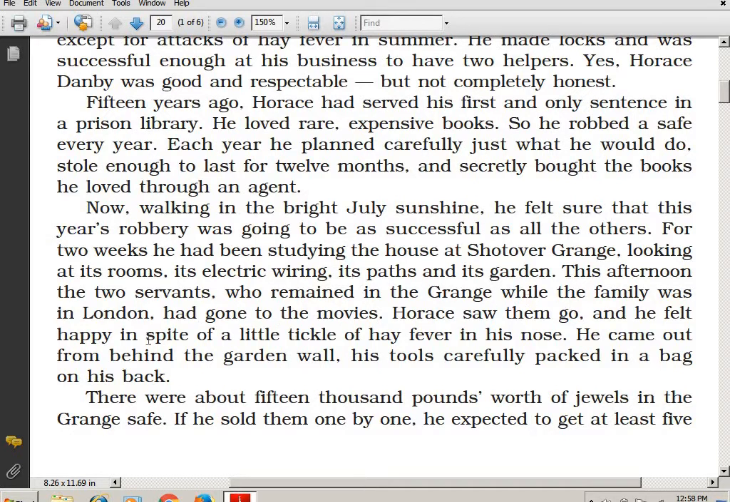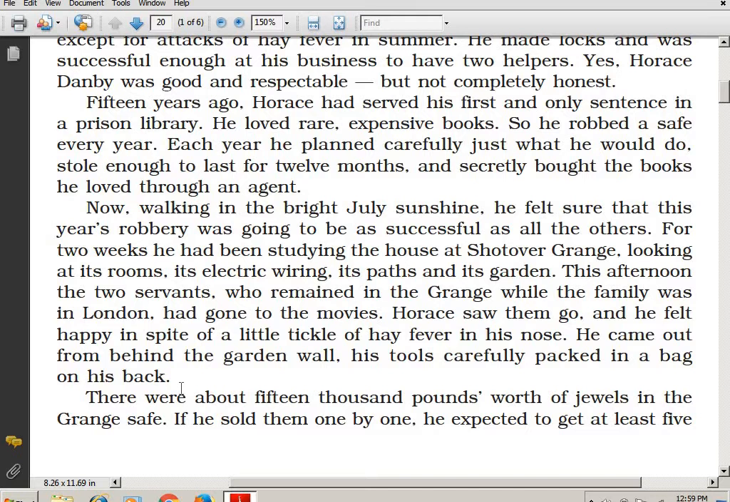This afternoon, the 2 servants who remained in the Grange while the family was in London had gone to the movies. Horace saw them go, and he felt happy in spite of a little tickle of hay fever in his nose. He came out from behind the garden wall, his tools carefully packed in a bag on his back.